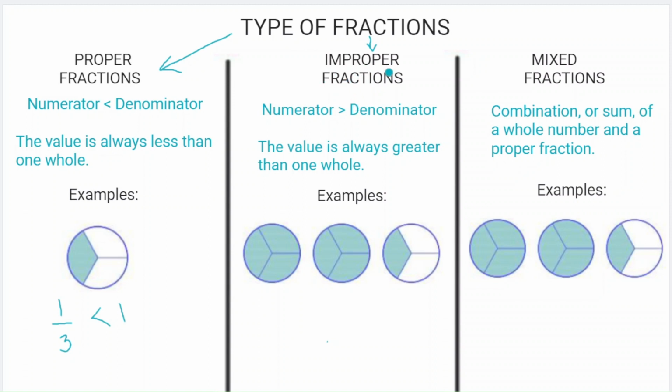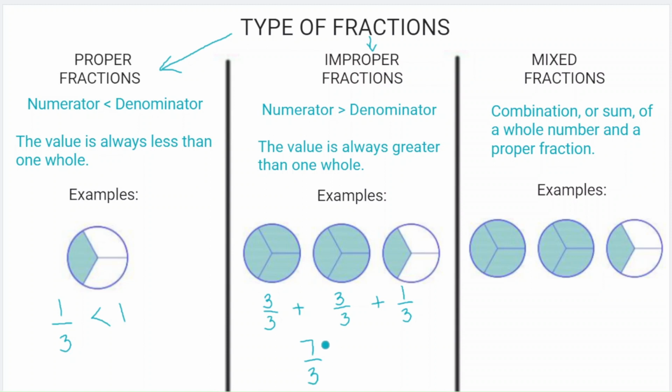As the name says, improper, it is opposite to the proper fraction, where numerator is greater than denominator and the value of fraction is always greater than one whole. Let's see what fraction this image represents. For the first circle, the fraction is 3 over 3. For the second one, it is 3 over 3. And for the third one, it's 1 over 3. And if I add all of them, the fraction is 7 out of 3.